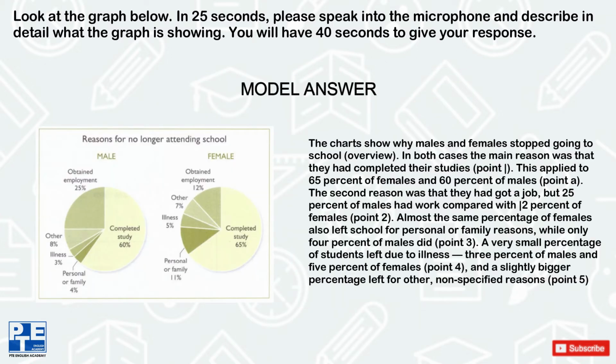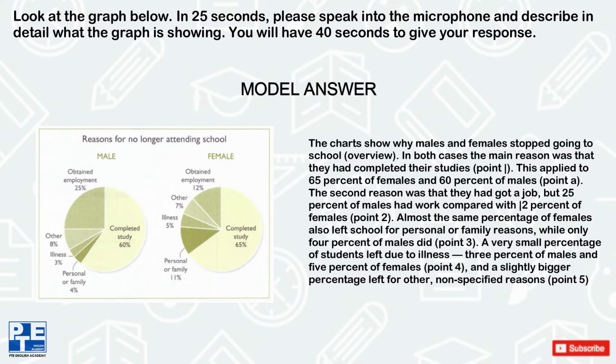The charts show why males and females stopped going to school. Overview. In both cases, the main reason was that they had completed their studies. Point 1. This applied to 65% of females and 60% of males.